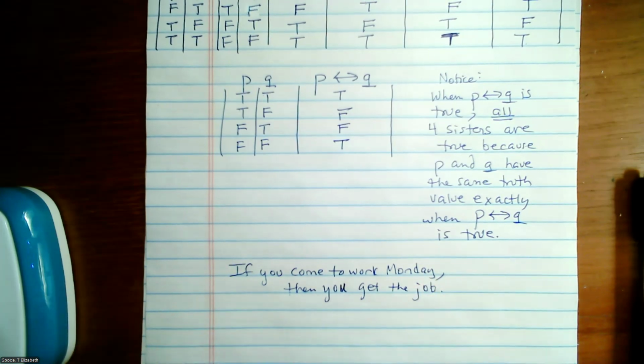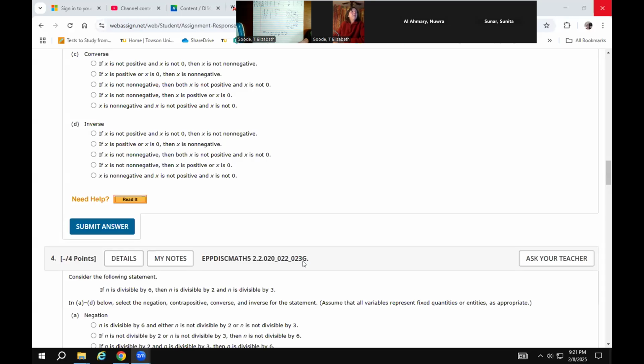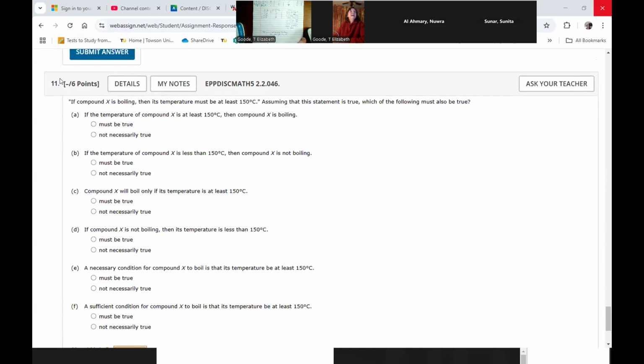I know it's confusing, but there is a really nice problem in WebAssign. Let me share. It's one of my favorite problems in WebAssign. I think it's the last one. Yeah. If compound X is boiling, then its temperature must be at least 150 degrees. Well, if it's not boiling, then its temperature has to be less than 150 degrees.